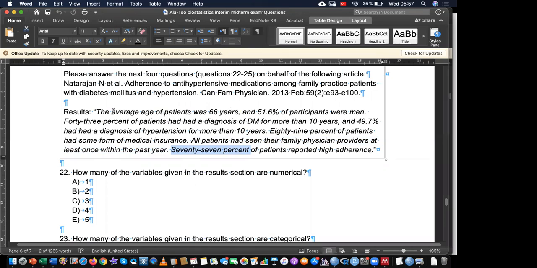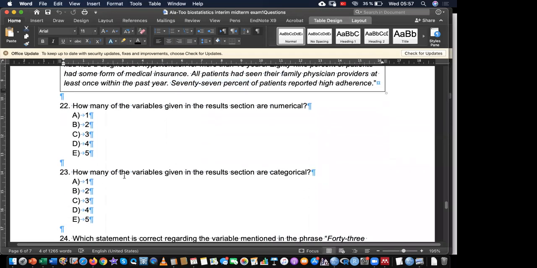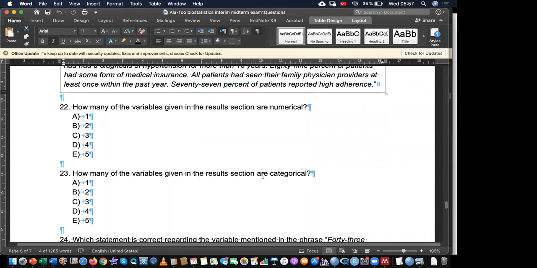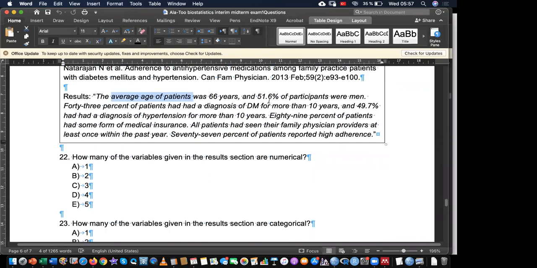The average age. How many of the variables given are categorical? So the rest are categorical. Sex, 1. Then diagnosis of diabetes mellitus, 2. Then diagnosis of hypertension, 3. Then having medical insurance, 4. And seeing their family physician, 5.